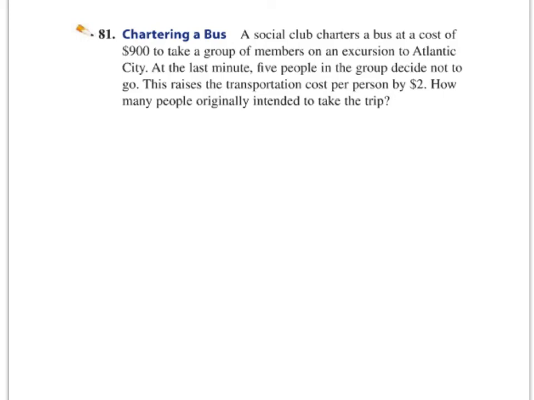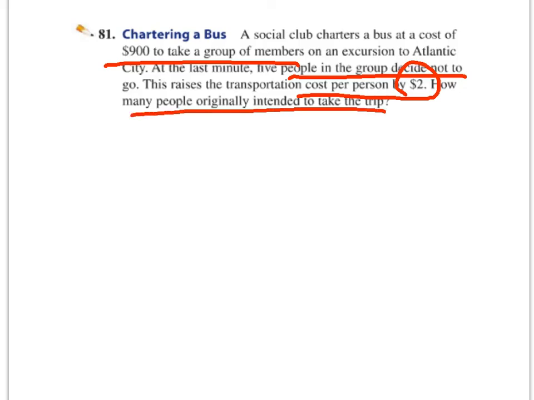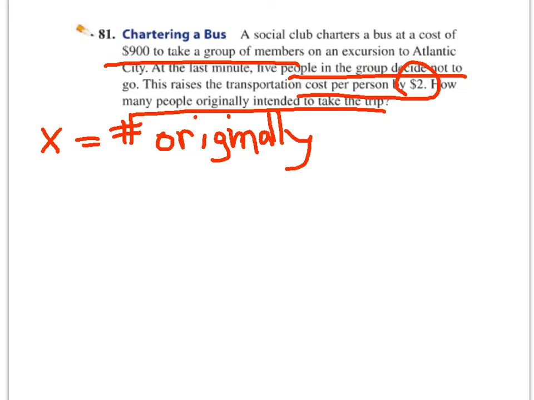At any rate, this has to do with chartering a bus, and we know the cost for the trip is $900, and then at the last minute, 5 people in the group decide not to go, and so that's going to increase the transportation cost per person, and the cost per person will be increased by $2. So the question is, how many people originally intended to take the trip? So I'm going to let x equal the number originally intending to take the trip.